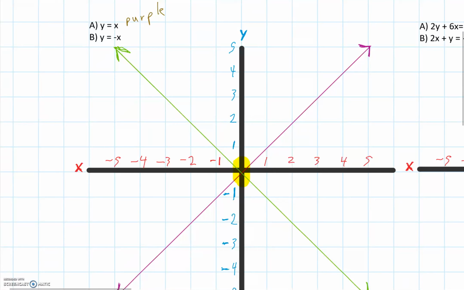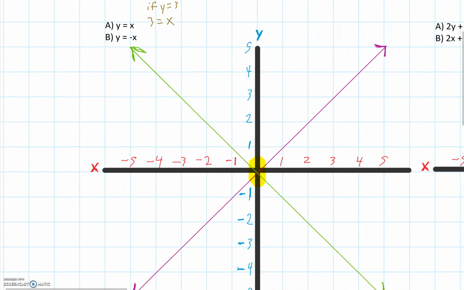So let's say we have y is 3. So let's try that. If y is 3, x is, well, 3. Okay, let's see if that's true. So here, we just found if y equals 3, x equals 3. Yes, that is true.